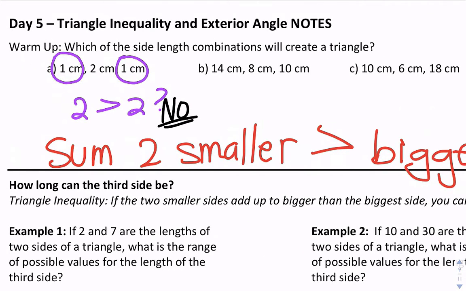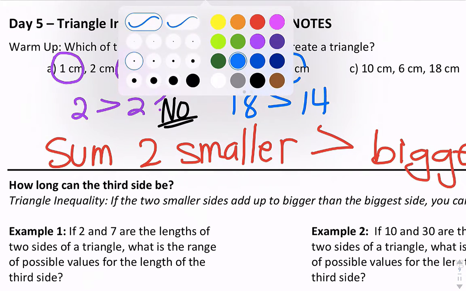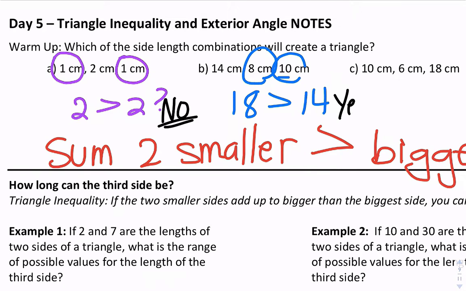All right, let's try the next one. Again, we're going to look at the sum of the two smaller sides. So 8 and 10. Is 18 bigger than the biggest side, 14? Yes. So the second one, these side lengths would make a triangle. 8, 10, and 14 could make a triangle.